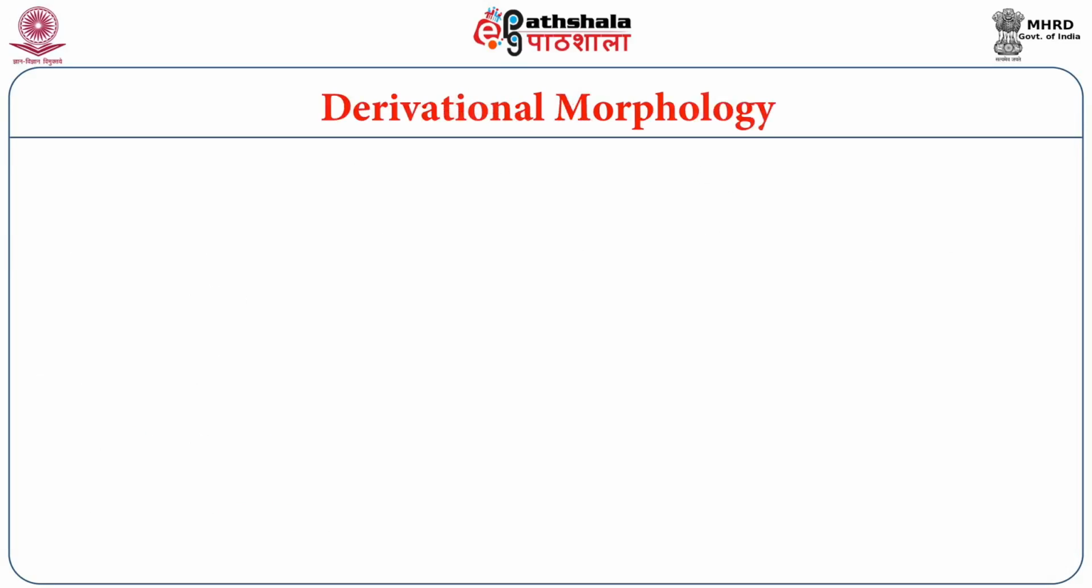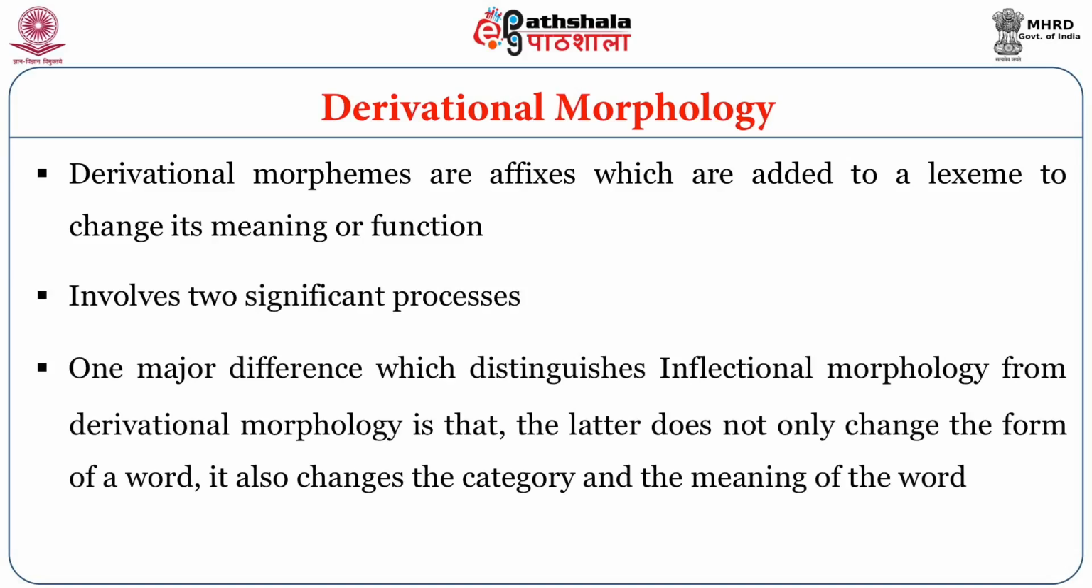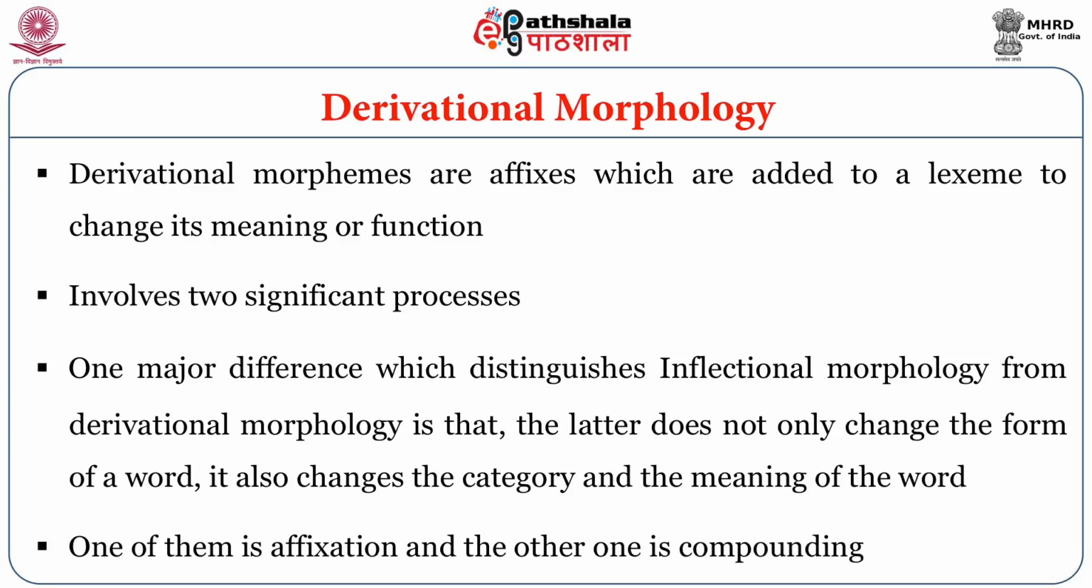Now comes another thing, that is derivational morphology. Derivational morphemes are affixes which are added to a lexeme to change its meaning or function. It involves two significant processes. One major difference which distinguishes inflectional morphology from derivational morphology is that the latter does not only change the form of a word, it also changes the category and the meaning of the word. One of them is affixation and the other one is compounding.